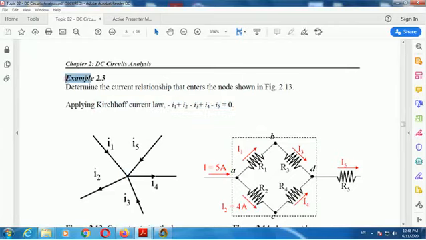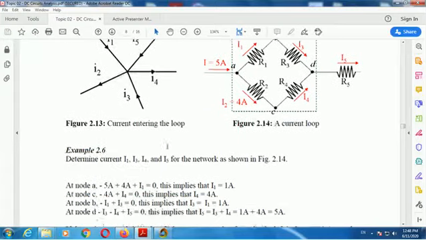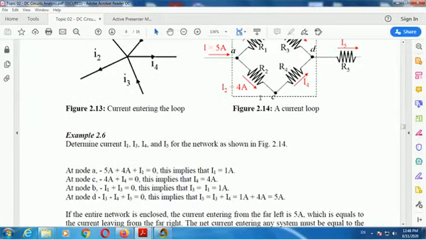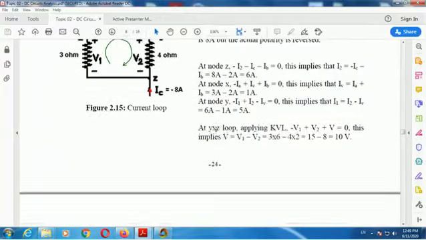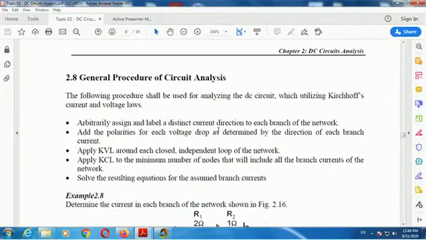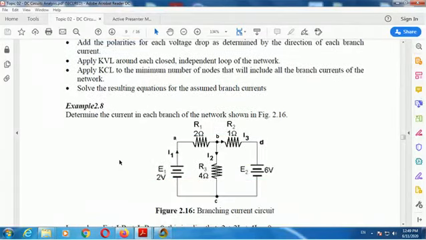This is covered by example 2.5. Then example 2.6 is in this figure. After that we will do example 2.7. Then in example 2.8 we do the general procedure of circuit analysis for DC circuits, based on Kirchhoff's current law and Kirchhoff's voltage law.